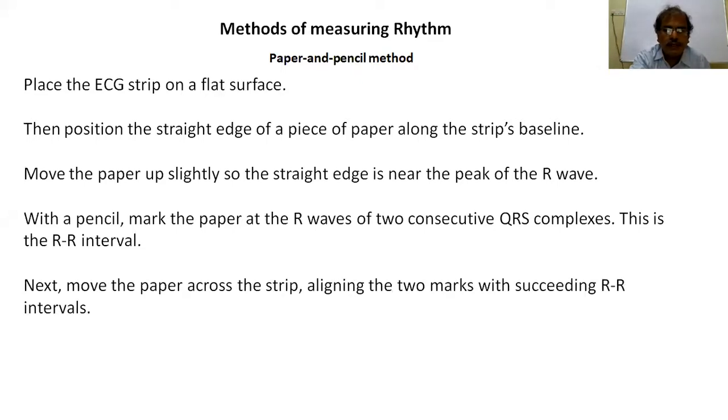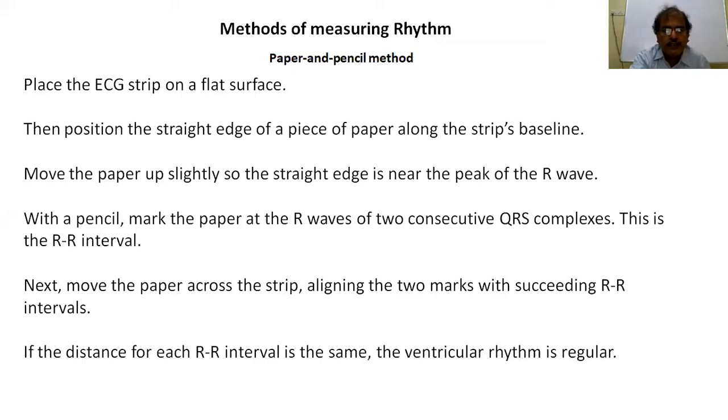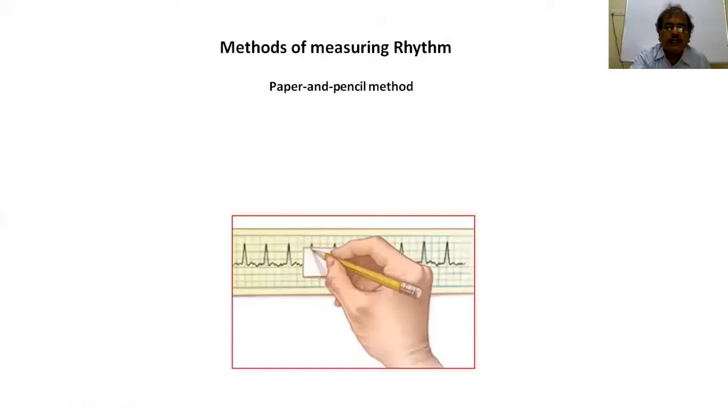I will show you an image. Next, move the paper across the strip, aligning the 2 marks with succeeding RR intervals. If the distance for each RR interval is the same, the ventricular rhythm is regular. Otherwise it is irregular. Now you see how the paper is kept here. This is the ECG strip, and you take a piece of paper. That piece of paper should be taken to the tip of the R waves, and you mark with the pencil the tips where they are present. Like this here, then you will mark this here.